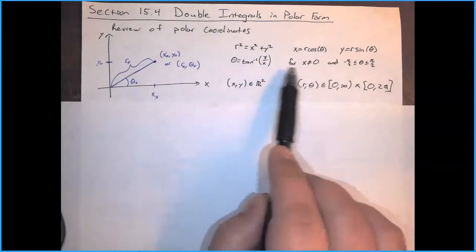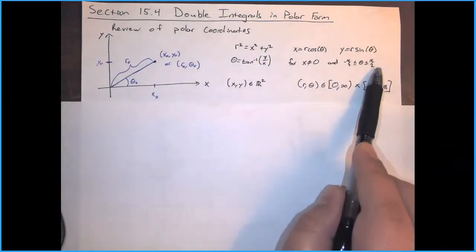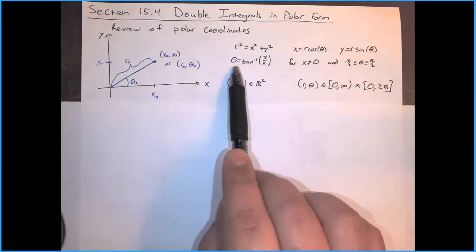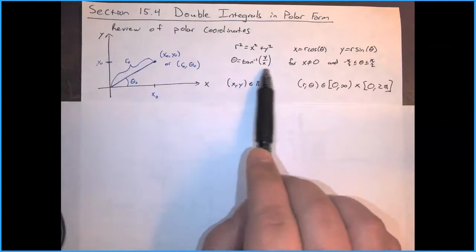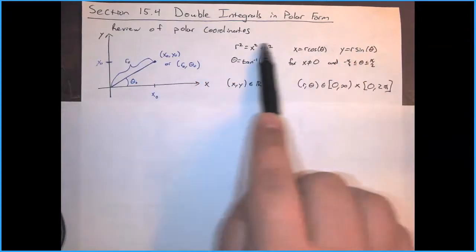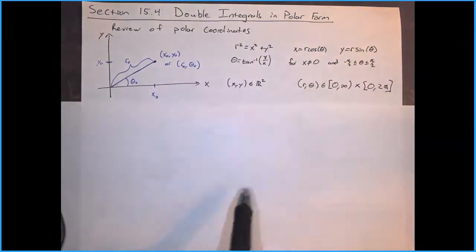And this only works if x isn't 0 and theta is between negative pi over 2 and pi over 2. So if you have an angle in the second or third quadrant, you'll have to do some more work than just using this formula. These formulas always work. This one works in certain cases.